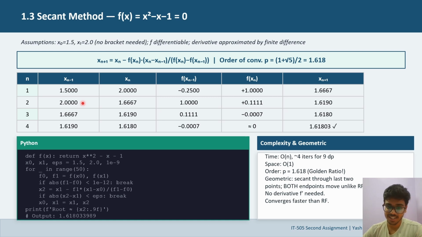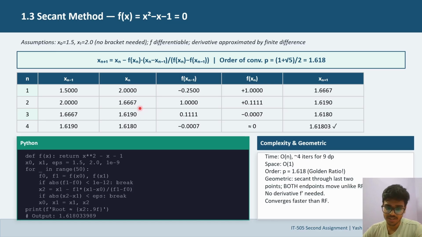Let me recalculate. Okay, so 1 times 0.5 equals 0.5, divided by 1.25 equals 0.4. So x2 equals 2 minus 0.4 equals 1.6. Iteration 2, x1 equals 2, x2 equals 1.6667. Approximately after 4 iterations, the method converges to 1.618034, matching the golden ratio to 6 decimal places.